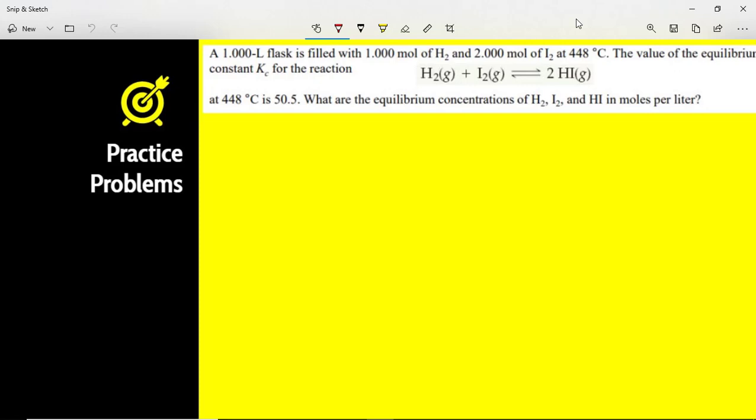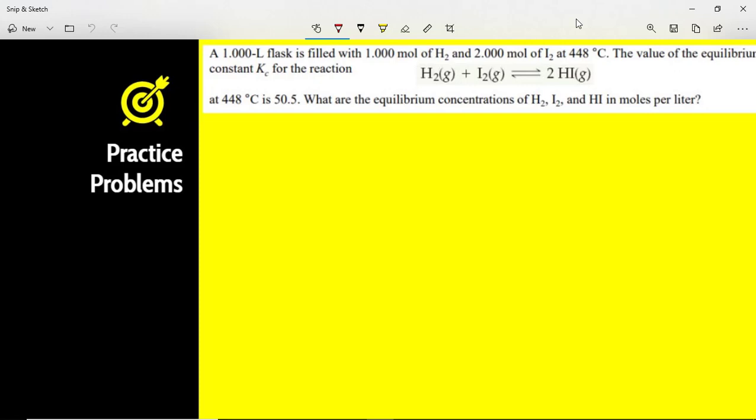Now, the difference between this problem and the problems we've looked at previously is that this gives you our initial values. These values are not at equilibrium. So we need to find out what the values are at equilibrium. In order to do this, we need to figure out how much these things are going to change. That becomes a little bit complex.